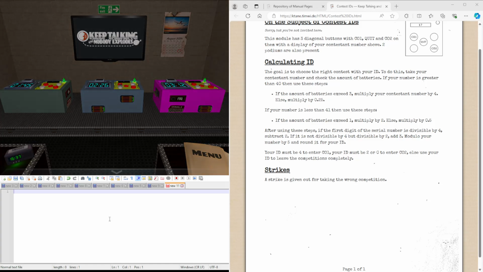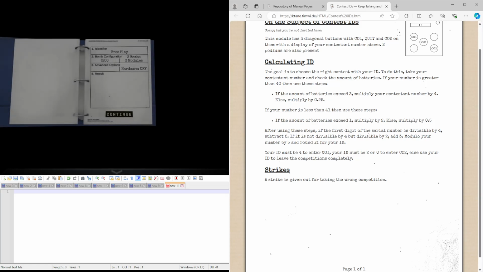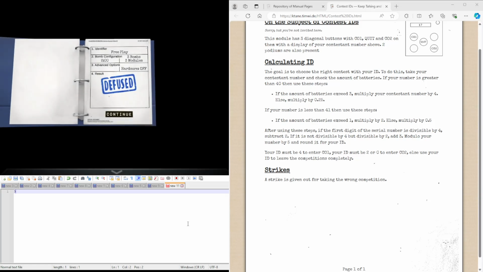In the case that we ended up getting no batteries on this rule, say if we had 31 for example, and we had less than 1 battery, then we multiply by 0.5. 31 times 0.5 is 15.5. We leave it like that until we've done all of this. Say we've had to add 3 or something. We then modulo by 5.